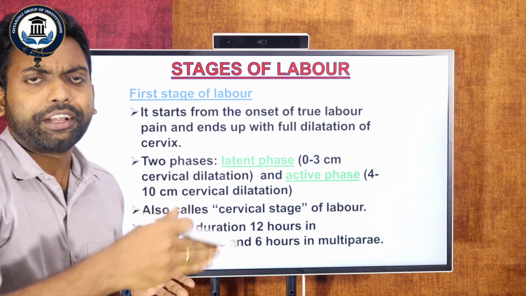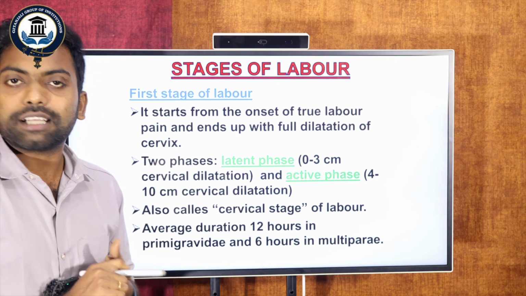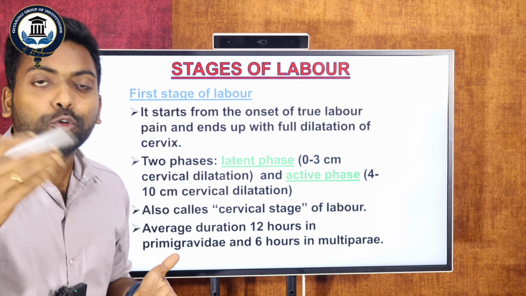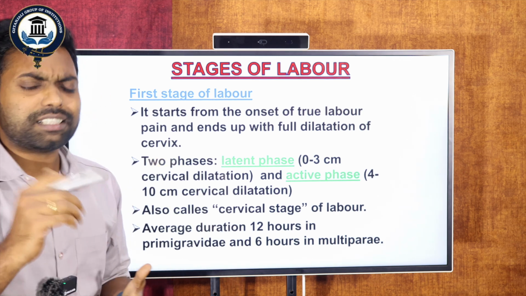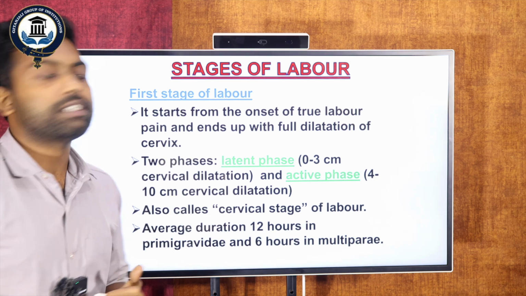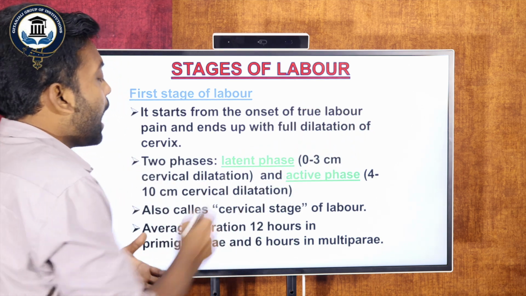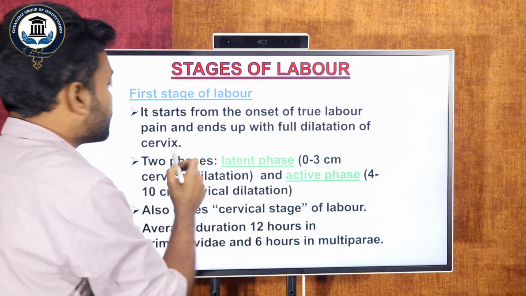It will be recurrent, continuous pain. There is a rupture of membranes that we can also observe. There is fluid leakage that we can also observe. These kinds of symptoms we can observe in the case of true labor. So that is the meaning of the starting of the first stage with true labor, and it ends with the full dilatation of the cervix.